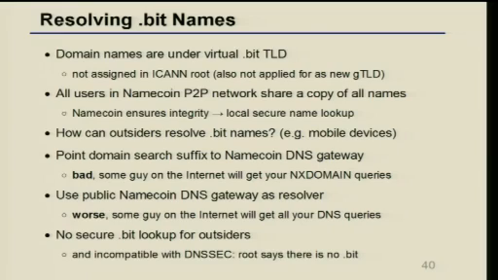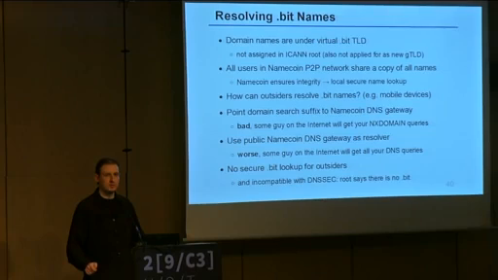Now, all users in the Namecoin peer-to-peer network share a copy of all names of the whole Namecoin database. And Namecoin, like Bitcoin does, ensures the integrity of this. So when you participate in the Namecoin peer-to-peer system, you can do local secure name lookups. Now the question is, how can outsiders resolve .bit names? For example, your mobile device. You can't really join a peer-to-peer network with your mobile device and stay online all the time.